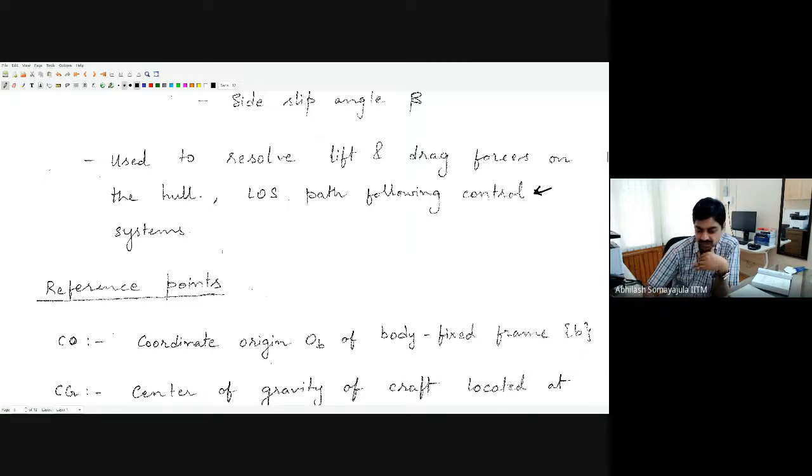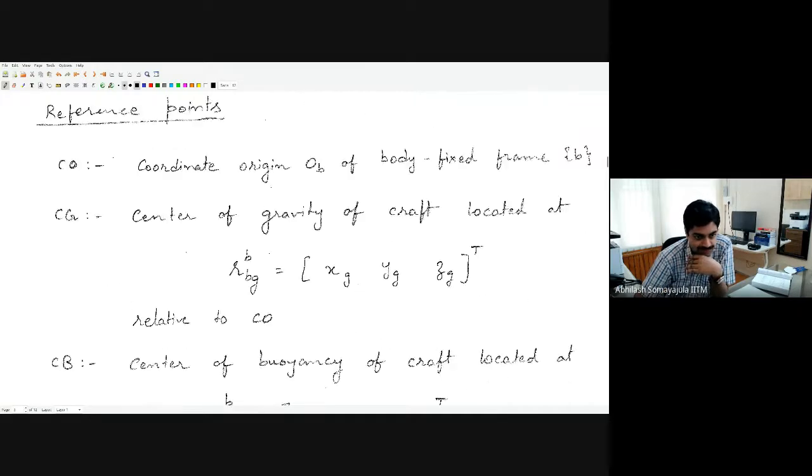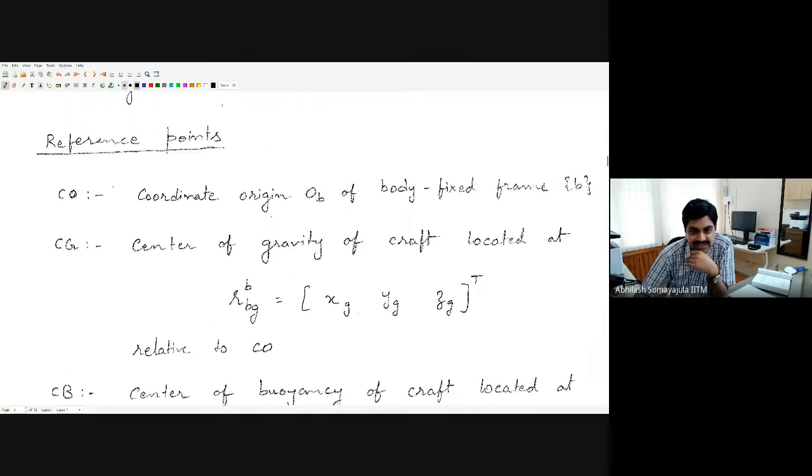All right. So now that we have defined these different frames of reference, we'll define certain reference points in these frames. The most important is the origin OB of the body fixed frame B, and we'll represent that as coordinate origin, or CO. That represents where the origin of the body fixed frame is. And you'll see that this will play a significant role because we'll define most of the body fixed quantities with respect to this point. So this point is pretty important for us.